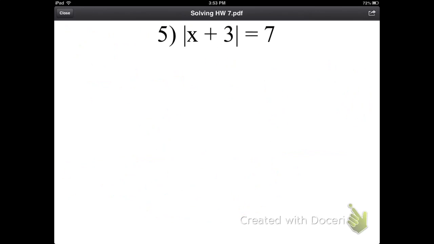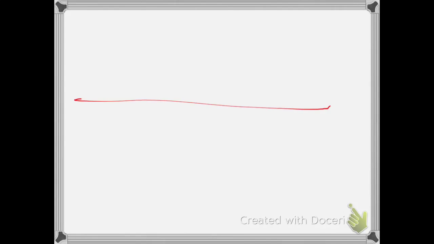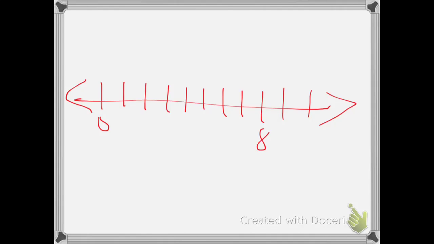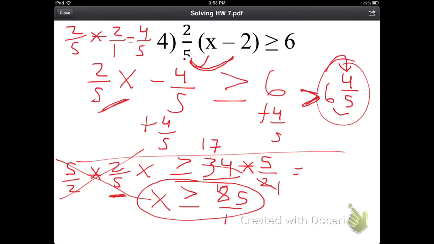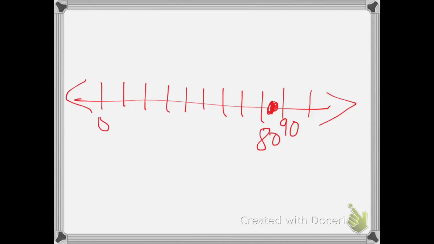I'm going to skip ahead and graph that real quick. So x is going to be greater than or equal to 85. I'm going to put 0 over here and just count by tens. So it's going to be 10, 20, 30, 40, 50, 60, 70, 80, 90, 100. 85 is here-ish. Let me glance real quick. And we're looking for greater than or equal to. So that's why I filled it in, because it's equal to. And I'm going to shade to the right. So there's our graph for number 4.